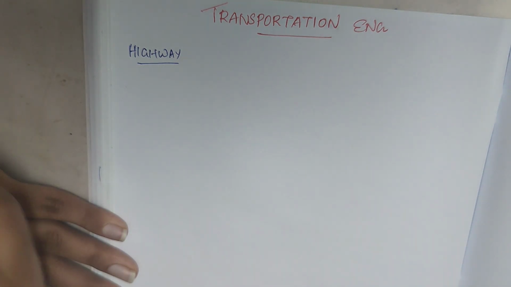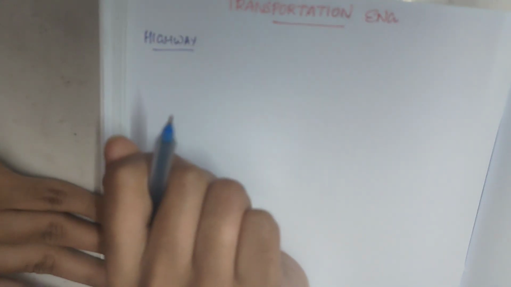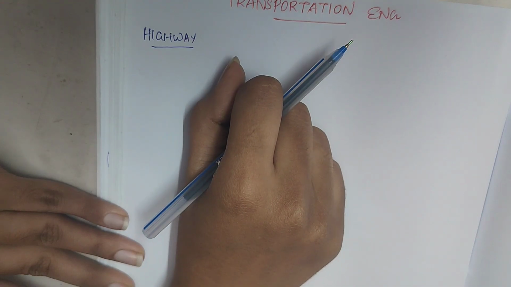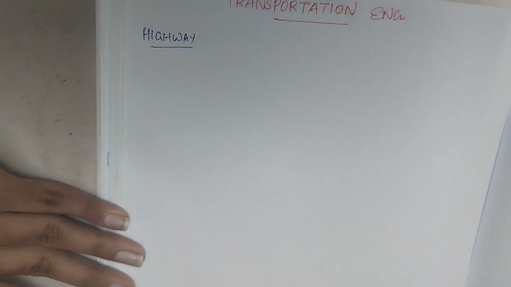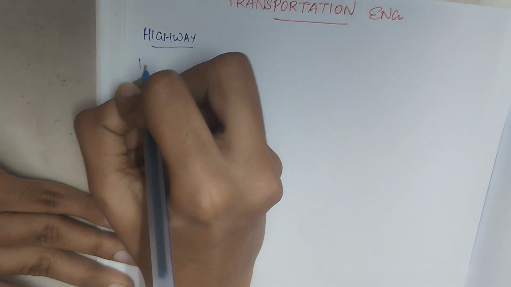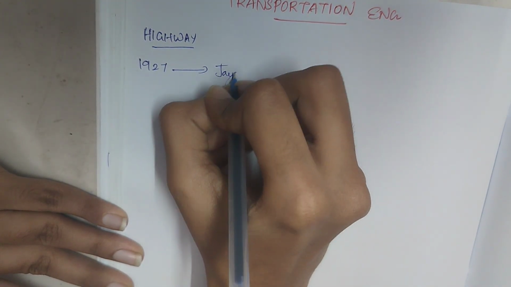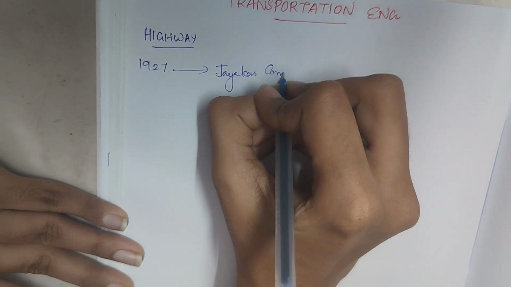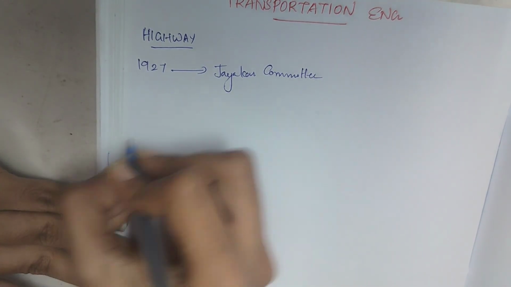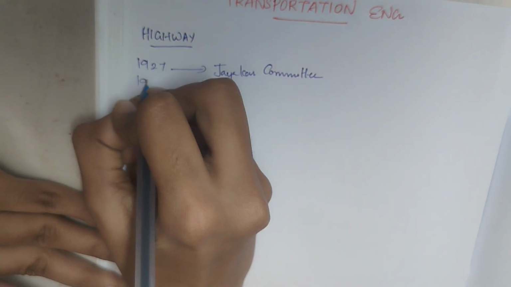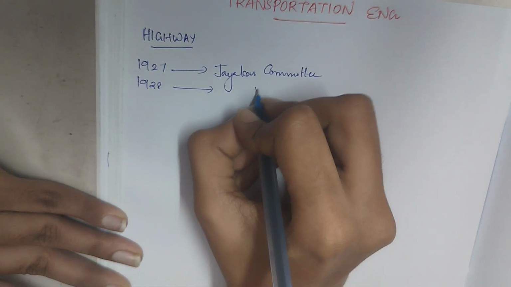So we will be beginning with the introduction, and the first point is development of road network in India. The most important points include: in 1927 Jayagar committee was formed, and in 1928 the committee submitted its report.